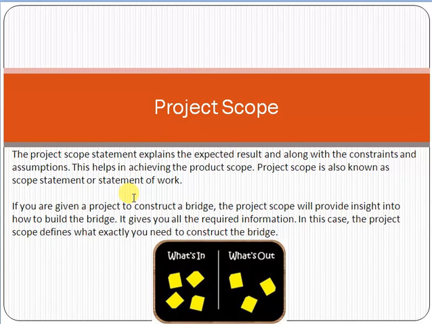And also, if you are given a project to construct a bridge, for example, the project scope will provide insight into how to build the bridge. It gives you all the required information. In this case, the project scope defines what exactly you need to construct the bridge. Same thing, the scope tells you what needs to be done for a project, what is required. And a very interesting point here is that scope also tells you what is not required, what doesn't need to be implemented. Okay, so scope basically defines what's in and what's out. Are you getting my point?